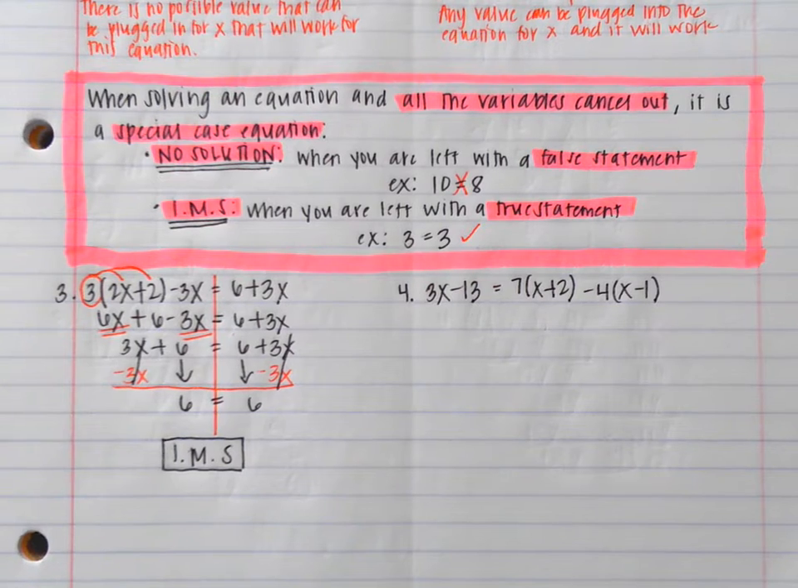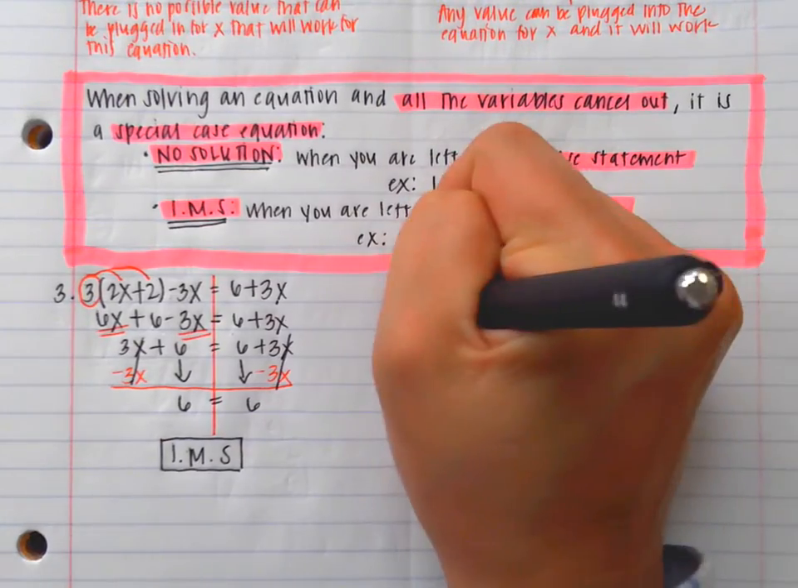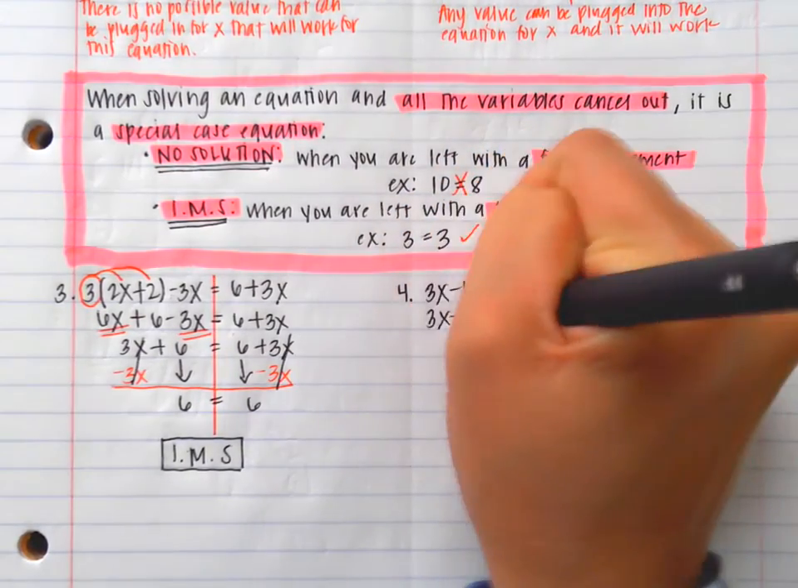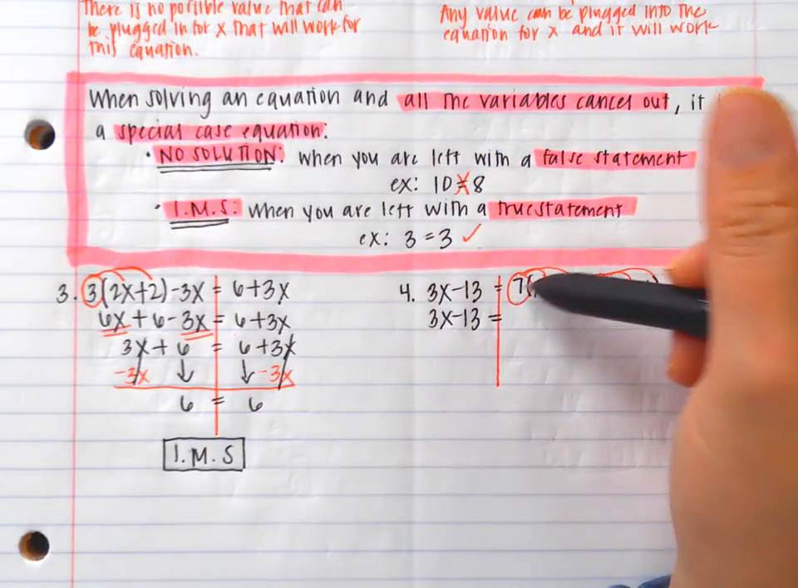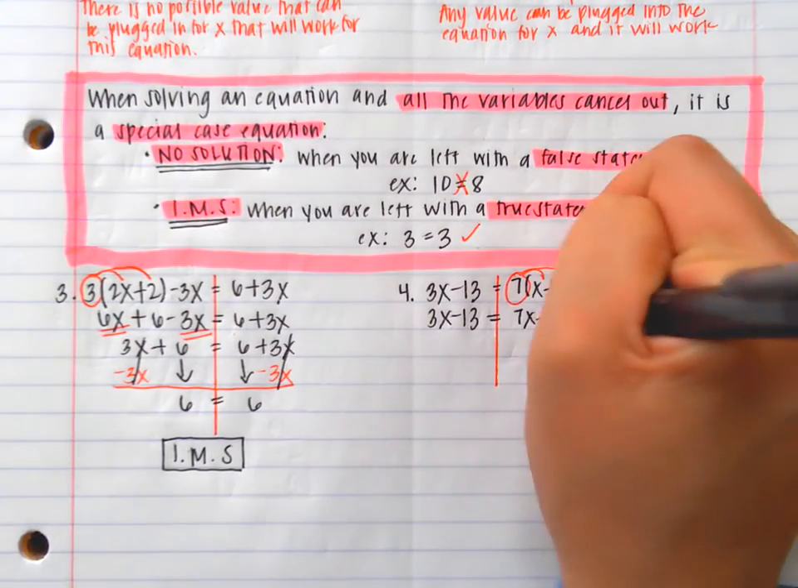Okay, so think about, again, what would be your first step? So what's your first process here when you guys would start to solve this? Now your first step is always to distribute. With this one, we have 2 sets of distributing that we have to do. So the 3x minus 13 comes down. The 7 is on the outside of the first set of parentheses, so it's 7x plus 14.